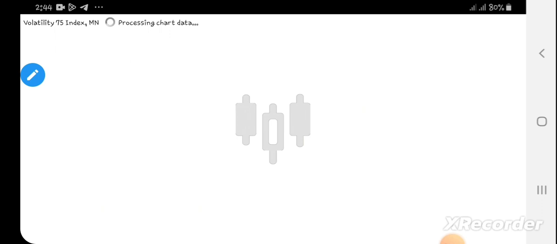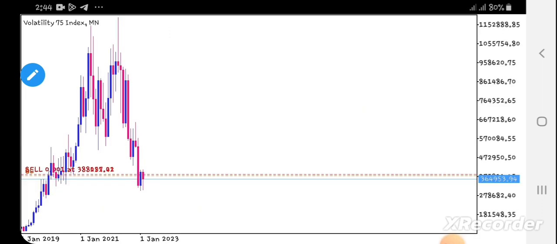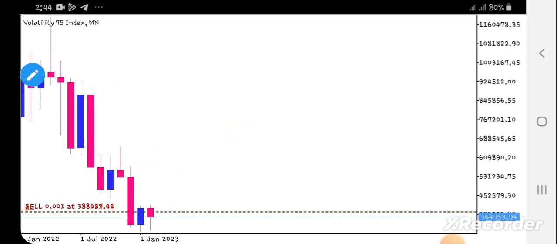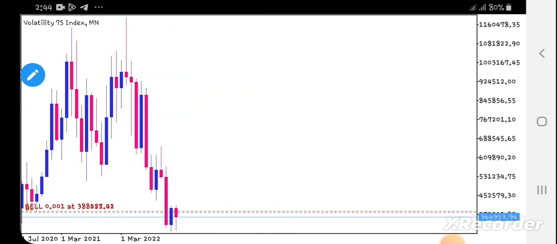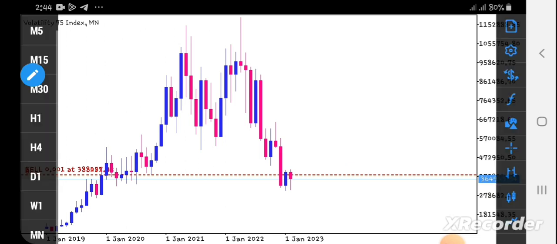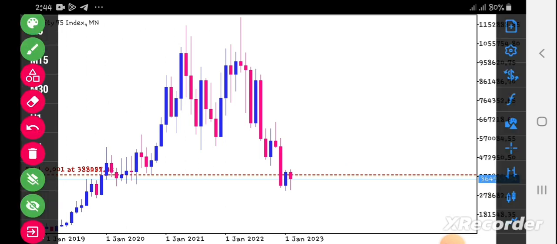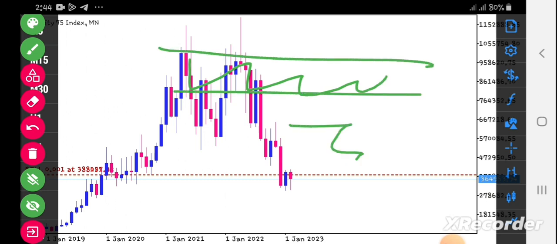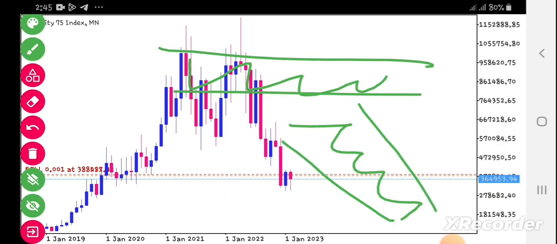So first and foremost, I always tell you, guys, what you have to do: you have to come to the monthly time frame. The monthly time frame helps you to know where exactly the market is going. A monthly time frame is an eagle eye which will help you to view the overall trend of the market, because you know, guys, the market moves on three trends. The first trend is a sideways trend, the second trend is a downtrend, and the third trend is an uptrend, guys.